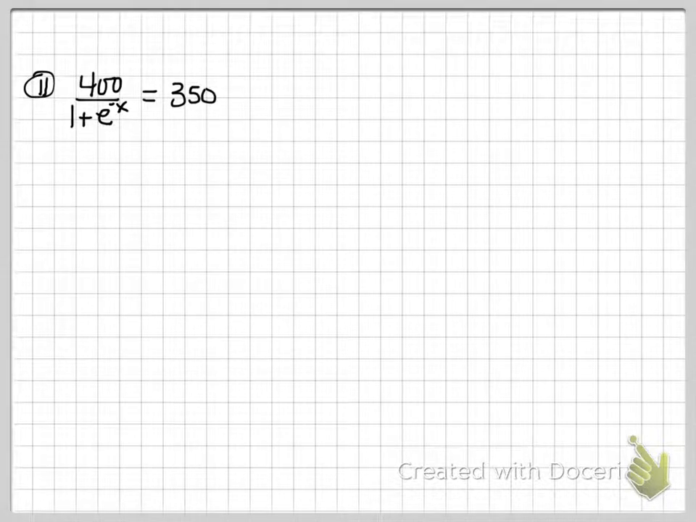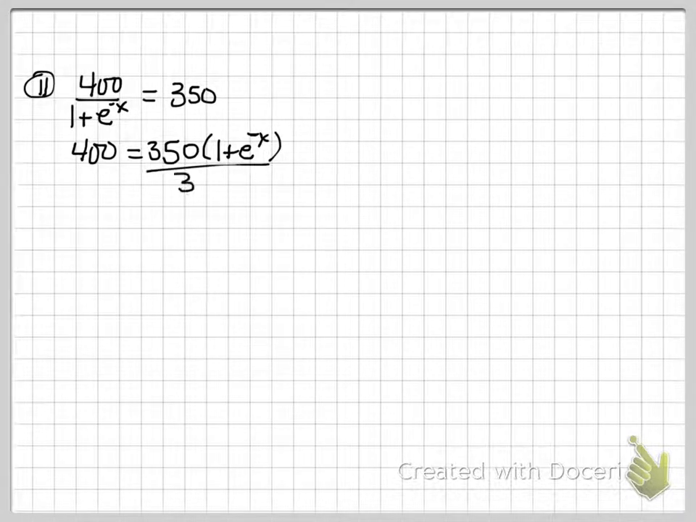Okay, I'm going to multiply both sides by 1 plus e to the negative x so that I can get that variable out of the denominator, and that gives me 400 equals 350 times 1 plus e to the negative x. Divide by 350 on both sides. And on the right side, I'm going to be left with 1 plus e to the negative x. On the left side, the 400 over 350 can reduce down to just be 8/7.